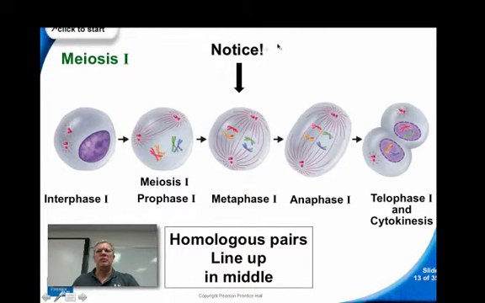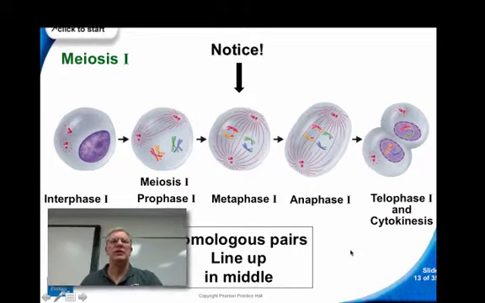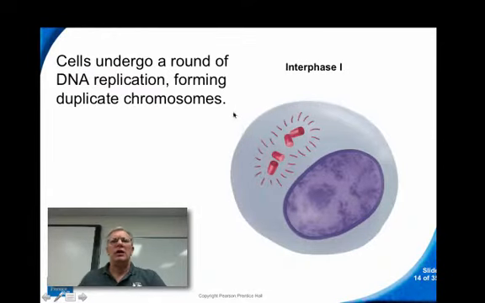In meiosis, we're going to see during metaphase 1, during the first part of meiosis, that instead of all the chromosomes lining up in the middle, they're going to line up in pairs like this. Right? And that's going to be the big difference. So let's continue.